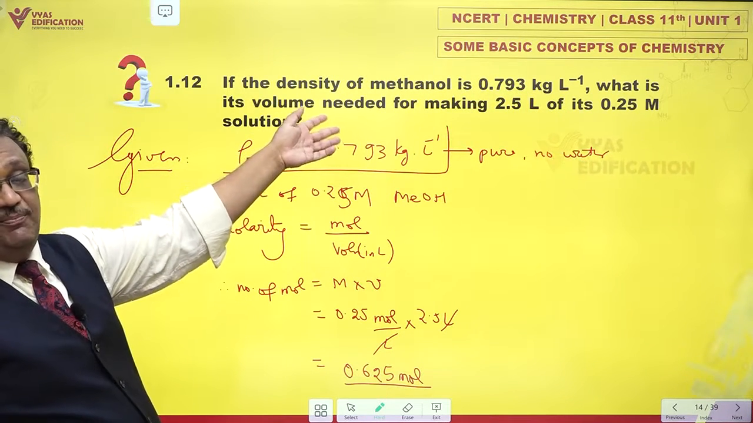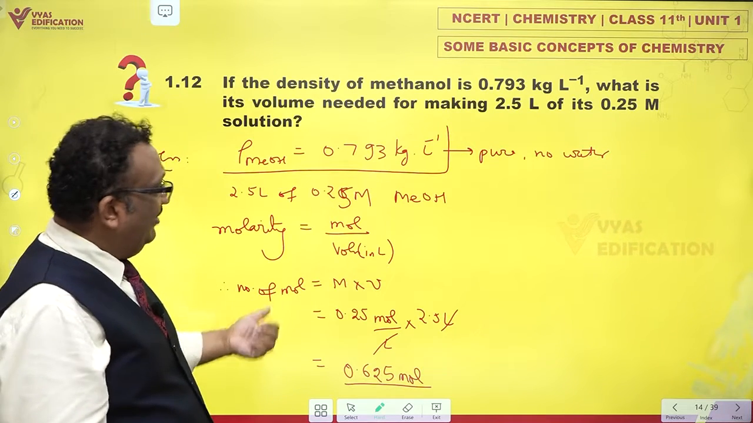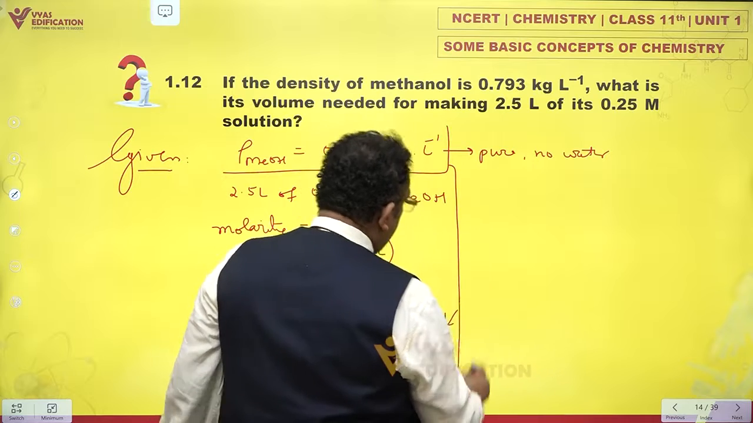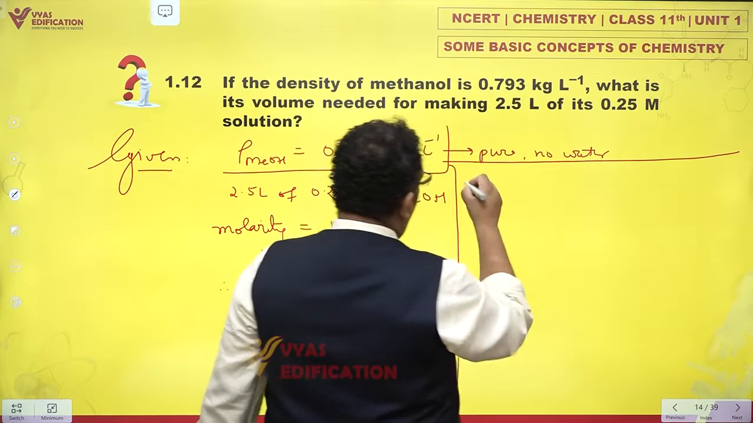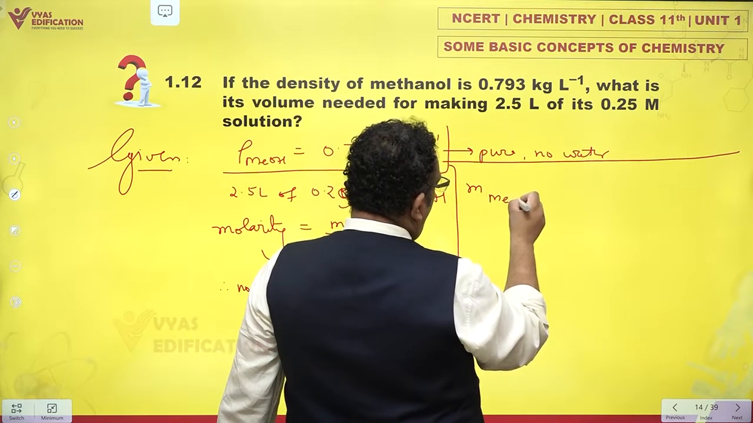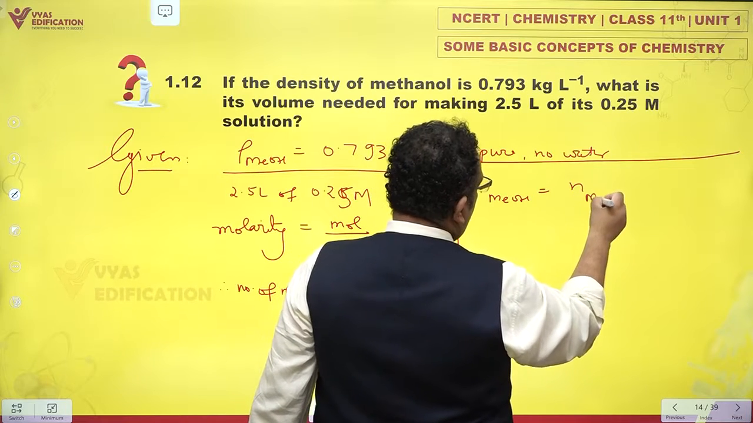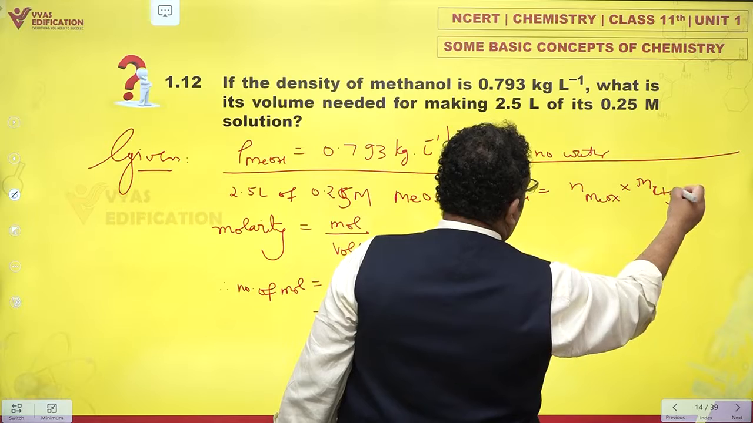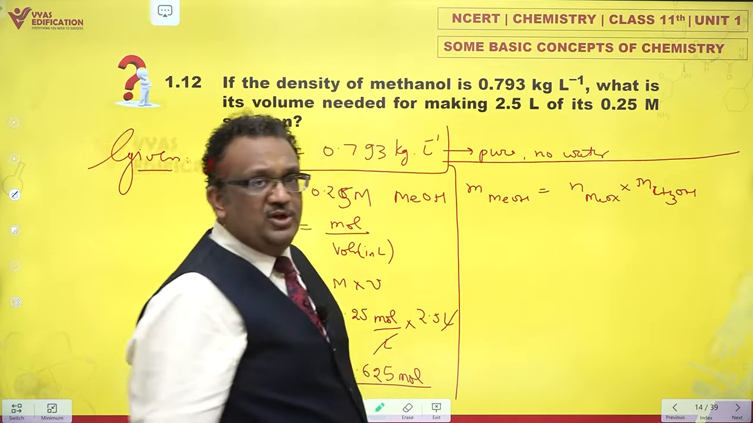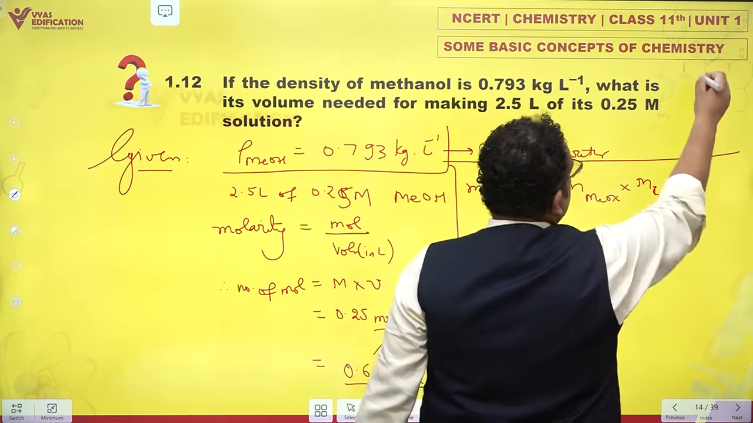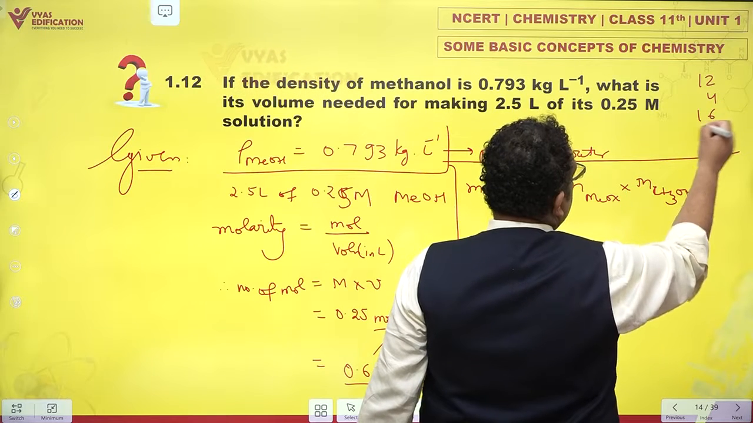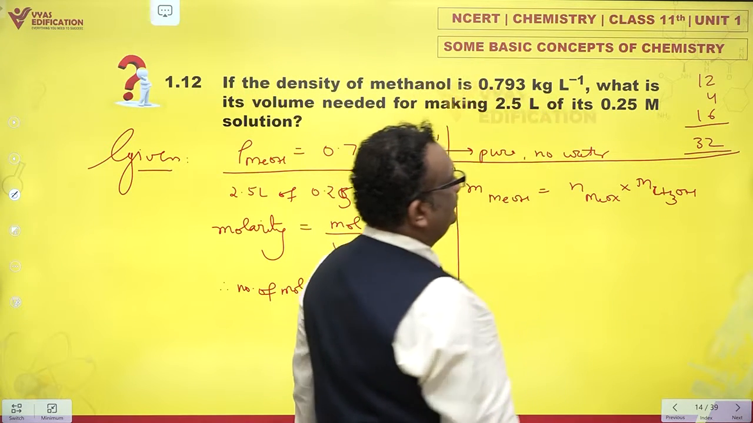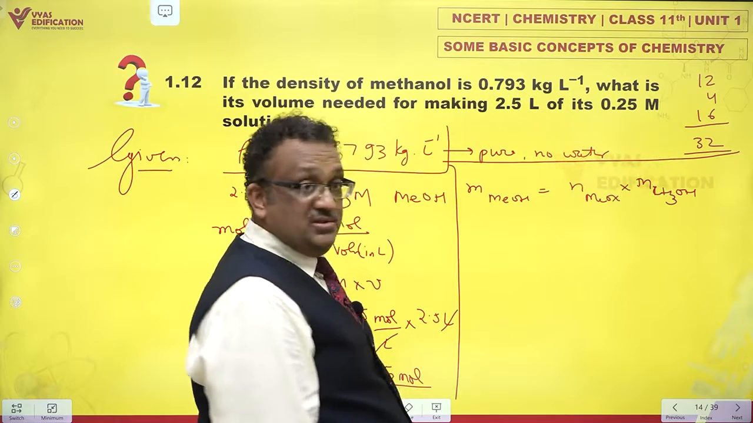I am given kg per liter or grams per liter. So if I have the moles, I need to convert them to mass. So mass of MeOH is moles of MeOH into molar mass of methanol. What is the molar mass of methanol? Carbon is 12, 4 hydrogens and 1 oxygen. That makes it how much? 32. Right? So molar mass is 32.